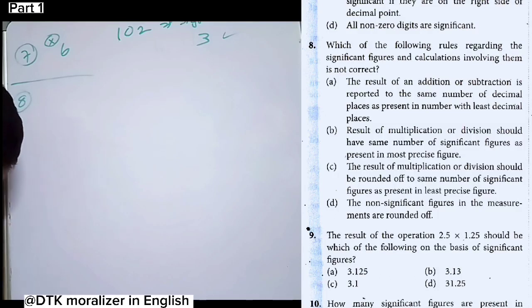Now question number 8. Which of the following rules regarding the significant figures and calculation involving them is not correct? The result of an addition or subtraction is reported to the same number of decimal places as present in the number with the least decimal places. Result of multiplication or division should have the same number of significant figures as present in the most precise figure. The result of multiplication or division should be rounded off to the same number of significant figures as present in the least precise figure. The non-significant figures in the measurements are rounded off. So here option B, the significant figures are rounded off to the least decimal place. So option B would be right, not most precise figure.